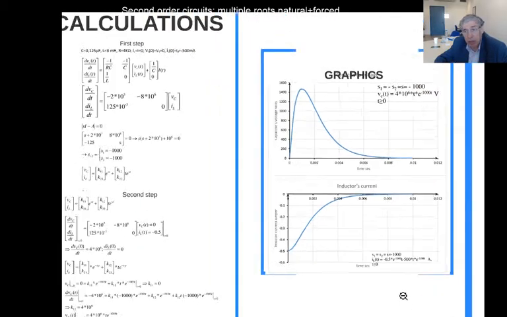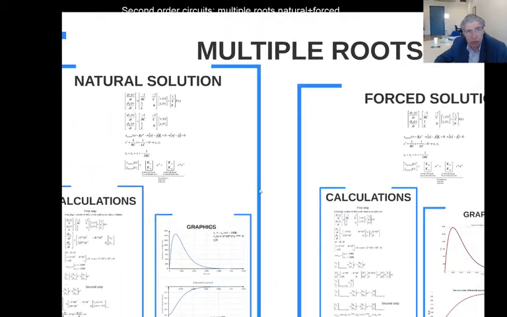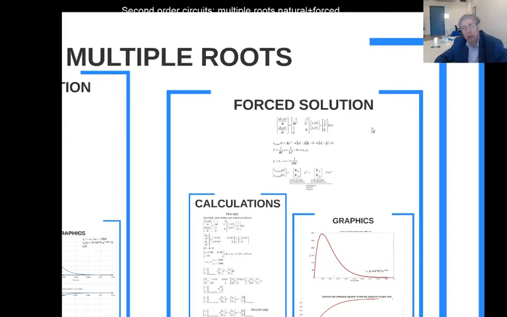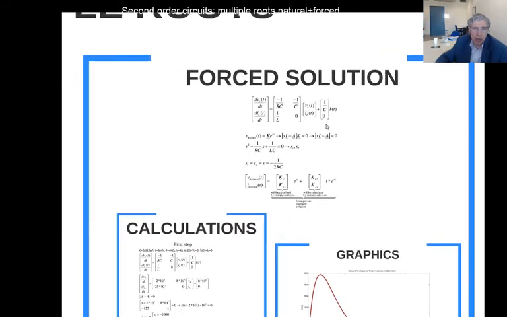So the second part of our solution is the forced solution. We examined the natural solution. Now we will be examining the forced solution. In the forced solution, initial conditions are going to be considered as 0. That means no energy stored on the state elements, and an independent source is in the circuit. So in this case, our mathematical model is this.